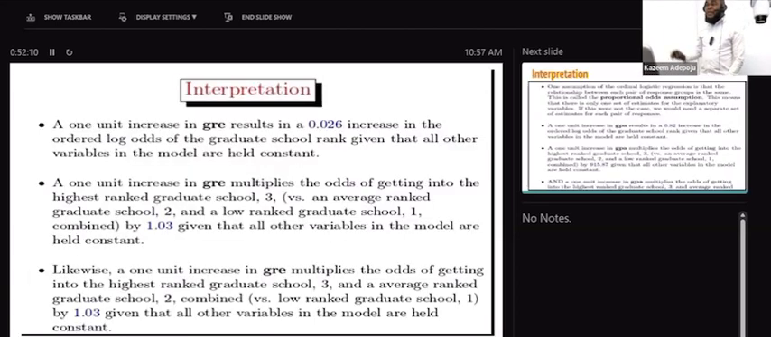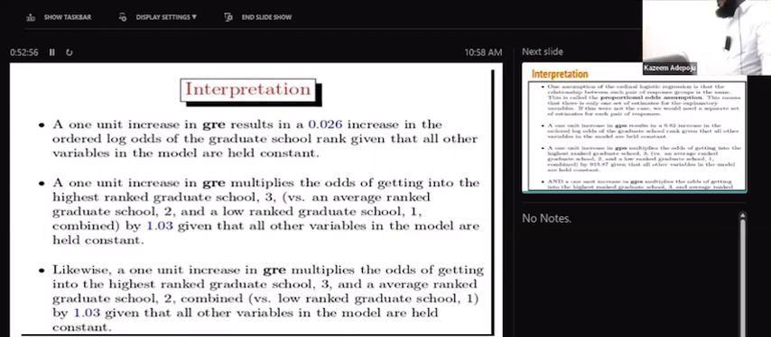Look at that. I said a 1 unit increase in GRE multiplies the odds of getting into the highest rank school. The highest rank graduate school, I told you, is rank 3. Now, what is your numerator? It is the highest rank graduate school. What you have in the denominator will be the other two, the 1 and 2. The 3 is the highest. The 1 and 2 are the lowest. Does that make sense now? So I said versus an average rank graduate school. I know the average rank graduate school will be rank 2, and a low rank graduate school, rank 1, by 1.03, given that all other variables in the model are held constant.